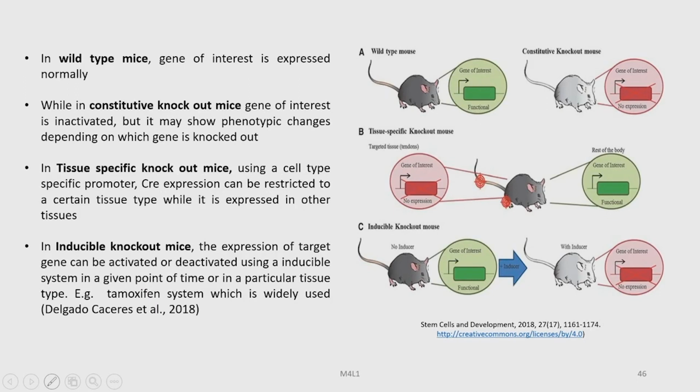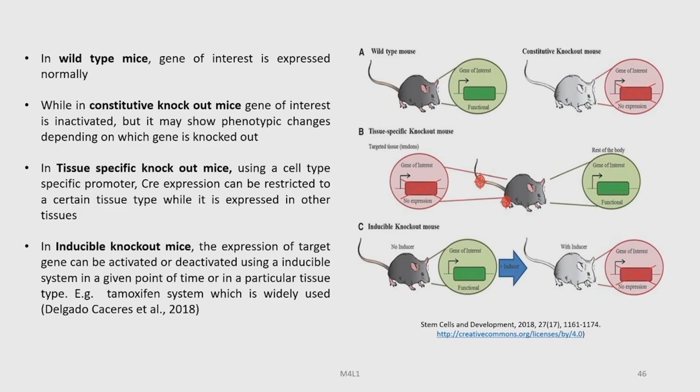In the wild type mice, the gene of interest is expressed normally, while in constitutive knockout mice the gene of interest is inactivated, but it may show phenotypic changes depending on which gene is knocked out. So, there is no expression of the particular gene which has been knocked out. This is called the constitutive knockout mice.